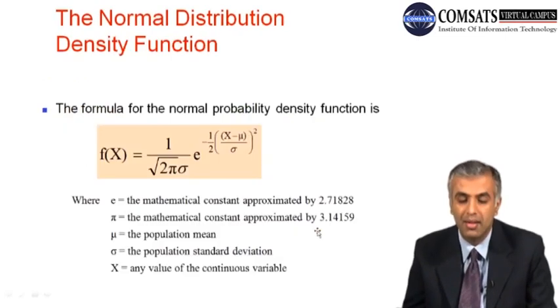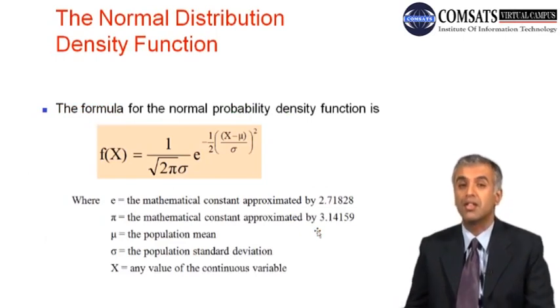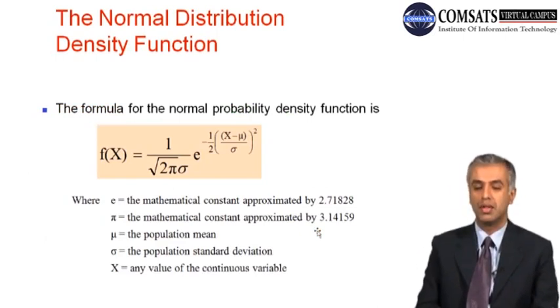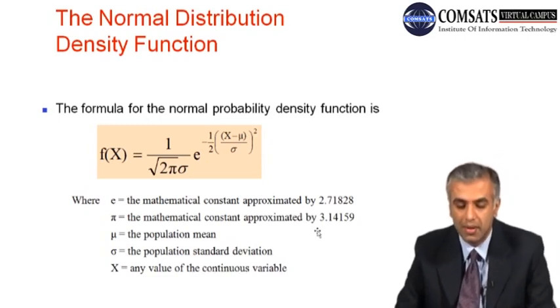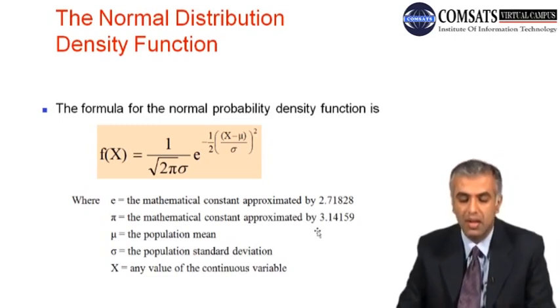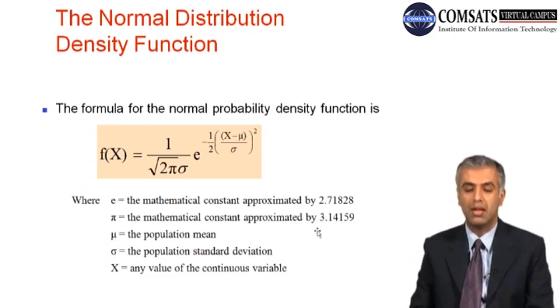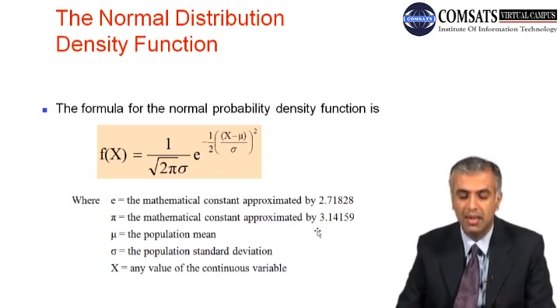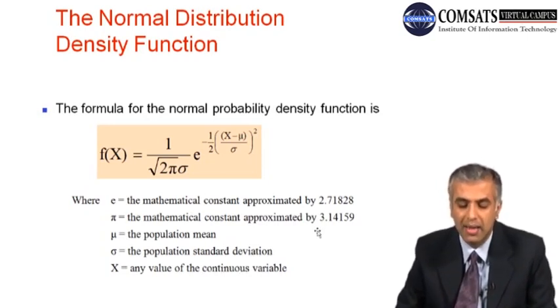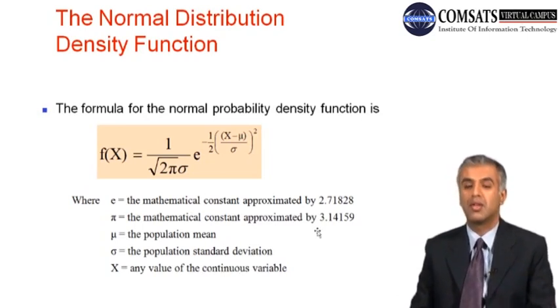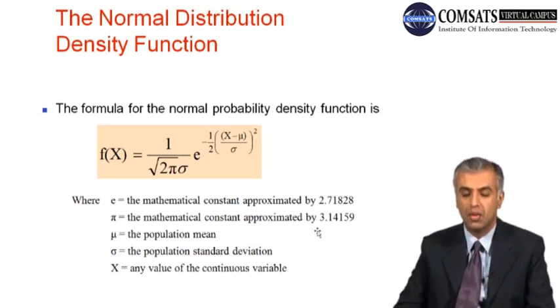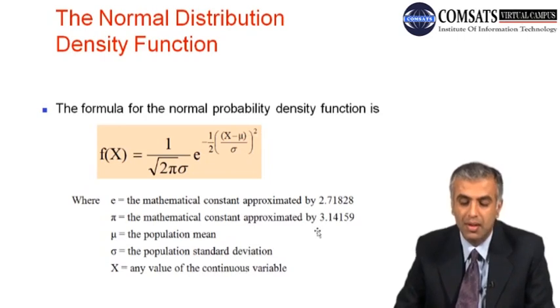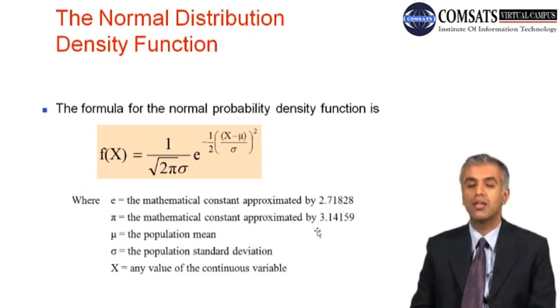Then coming to the density function of the normal distribution, the formula is given here, where f(x) is the density at any value of the continuous variable, which is equal to 1 over the square root of 2 pi sigma, multiplied by e, the exponential term. So pi and e are also termed constants. This formula is used to calculate the density function of the normal distribution.